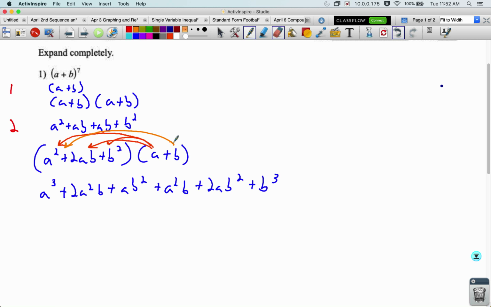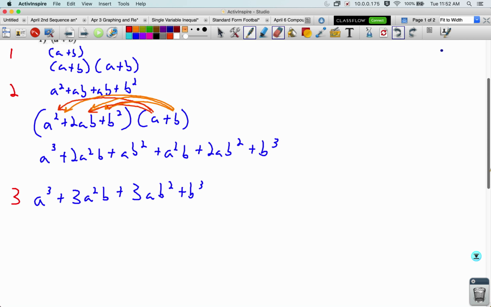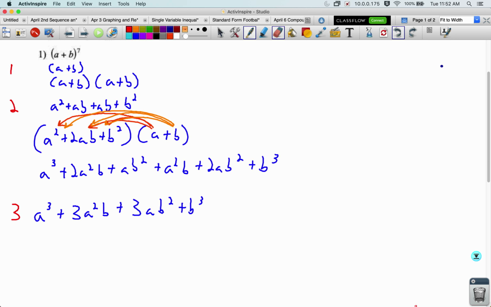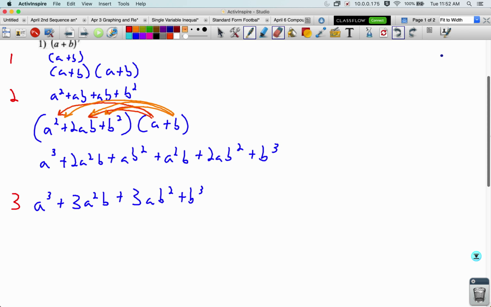So b, b, b. And now we combine like terms. So this becomes a cubed plus 3a squared b plus 3ab squared plus b cubed. That's after adding in 3. All right, we've got 7 more to go. So I'm going to pause the video here, add them all in. I'm just going to keep doing it one at a time.